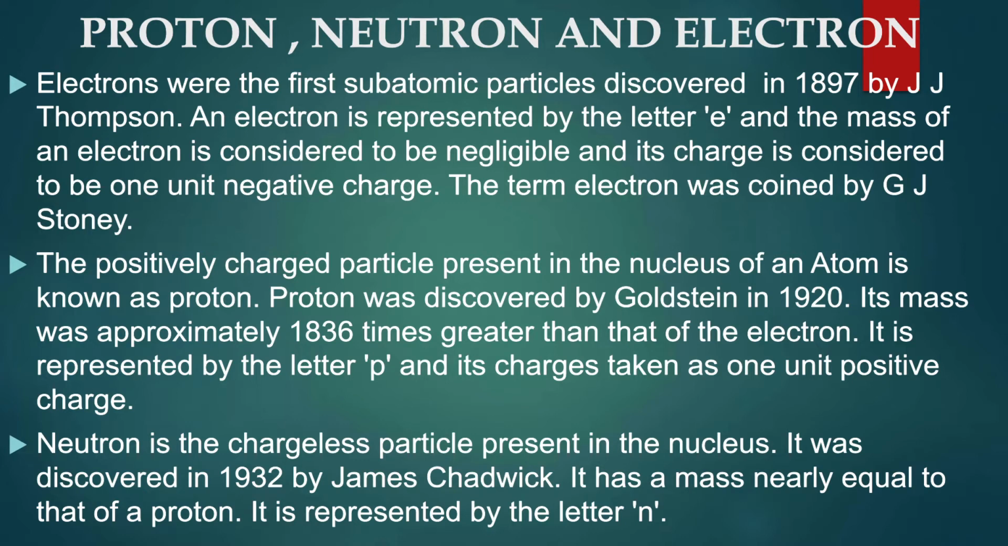What are these subatomic particles? Coming to electrons, electrons were the first subatomic particles which were discovered by J.J. Thomson. An electron is represented by the letter e and the mass of an electron is considered to be negligible and its charge is considered to be 1 unit negative charge. And the term electron was coined by G.J. Stoney. I hope it's clear, children. Electrons were discovered by J.J. Thomson and the term electron was coined by G.J. Stoney.